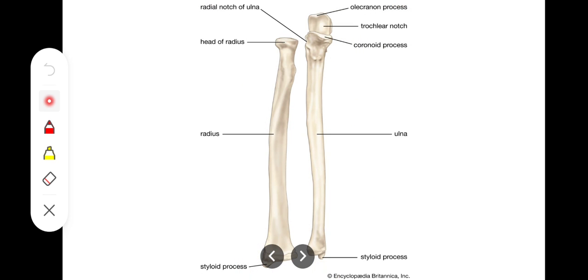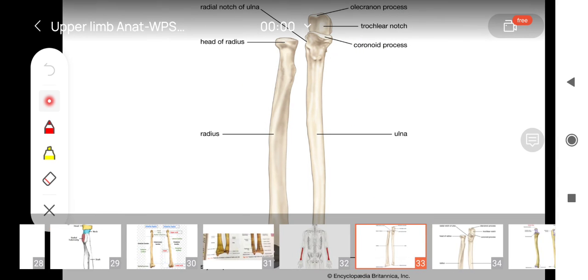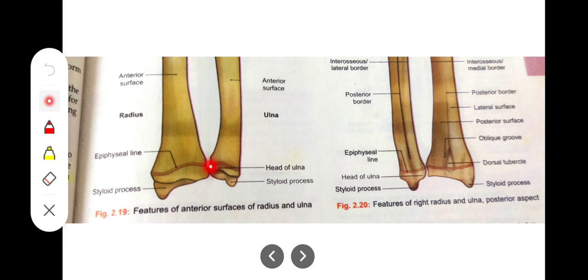One thing I missed was when we talked about the lower end of the radius. So this is the lower end of the radius bone, and it will also form the wrist joint, right? Some bones of the wrist joint articulate with the radius bone, and they will be separated from those bones by an articular disc here, right? So there is the scaphoid bone and there is the lunate bone. Scaphoid and lunate both come in contact with the lower end of the radius, or the inferior surface of the radius, to form the wrist joint.